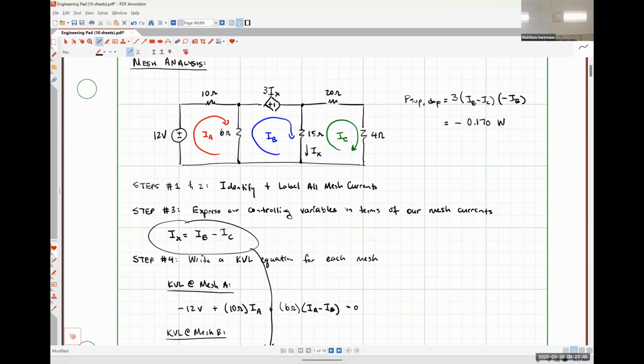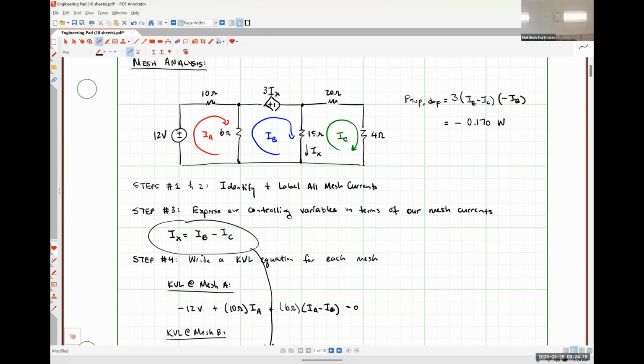One of the questions that I get asked the most about is when to use nodal versus mesh, okay? Because both of them are incredibly powerful tools and both of them can solve practically every system for every piece of information that you're interested in. So my short answer is, if my system has 6 nodes, but only 2 or 3 meshes, I'm obviously going to want to do mesh analysis because I'm going to get a smaller system of equations, which means I'm less likely to make a mistake.